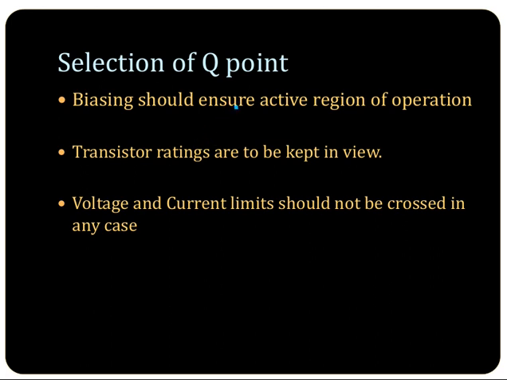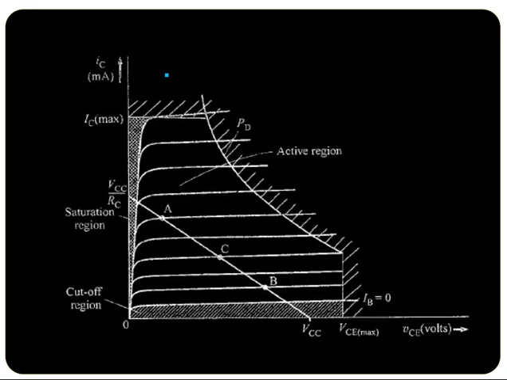So, for selection of the Q point, these are the criteria. Biasing should ensure active region of operation. Transistor ratings have to be kept in view. That is, the transistor voltage and current limits should not be crossed in any case. We have seen the limitations in the first part. That is, IC has to be within IC max. It should not go beyond the maximum value, and VCE should not go beyond the VCE max value.